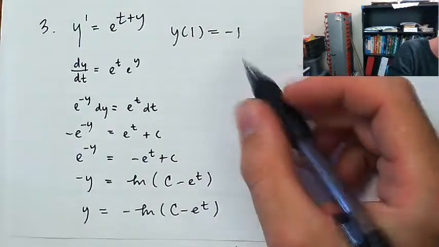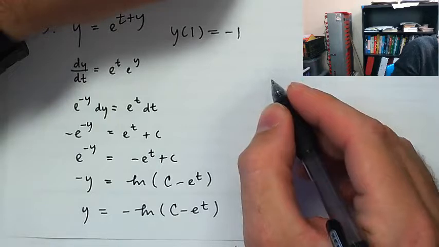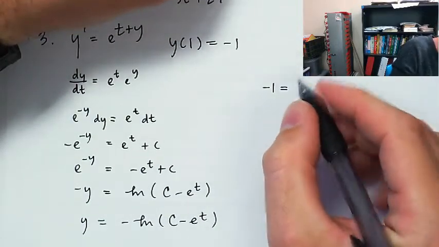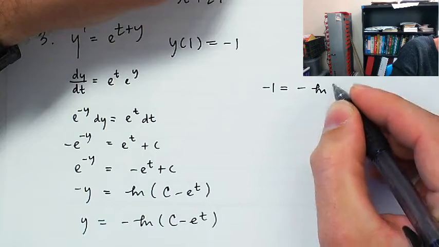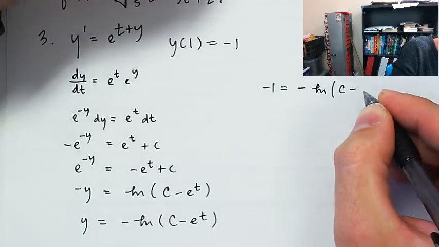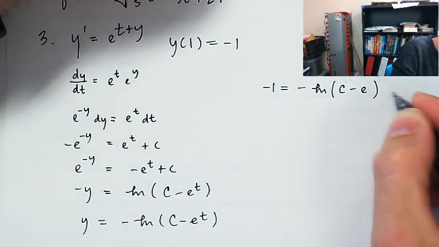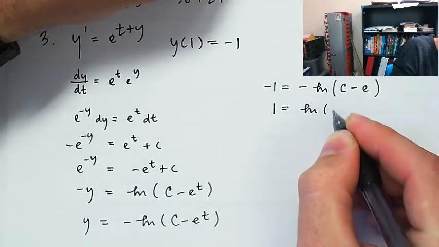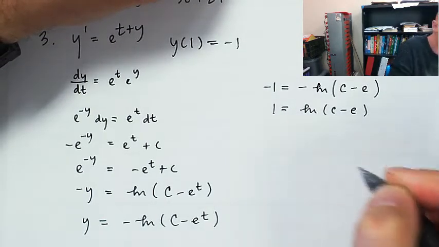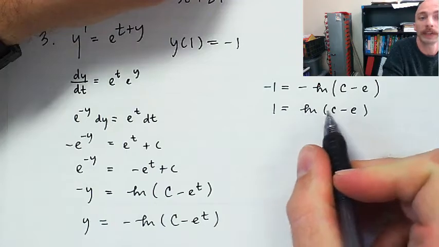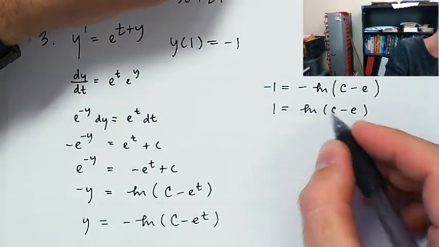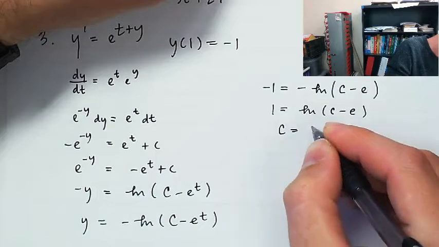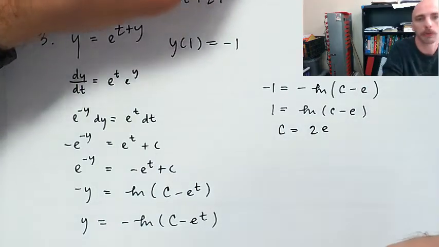So we're going to say y of 1 equals negative 1. So I'm going to have negative 1 equaling the negative log of c minus e to the 1. Oh, goodness. All right, well, then that means that 1 is equal to the log of c minus e. 1 is equal to the log of e, so c is going to need to be 2e, right? Because 2e minus 1e would be 1e, and I take the log of e and I get 1. So I think that c is going to need to equal 2 times e.